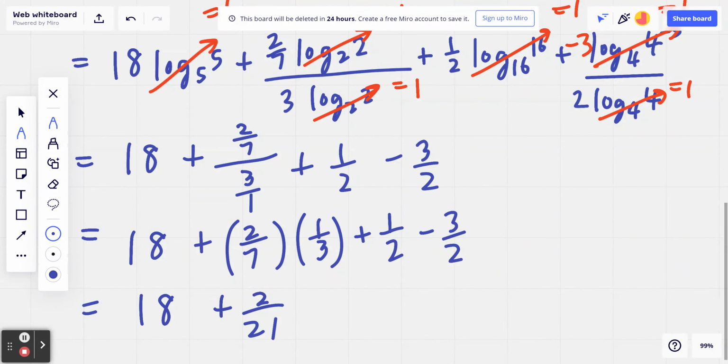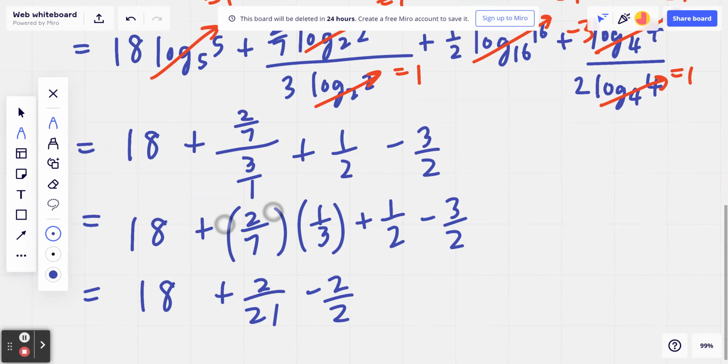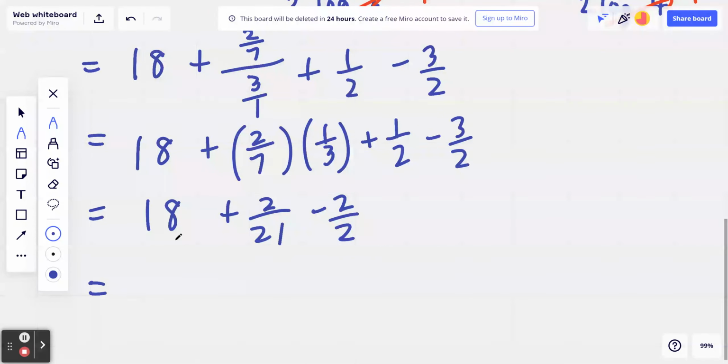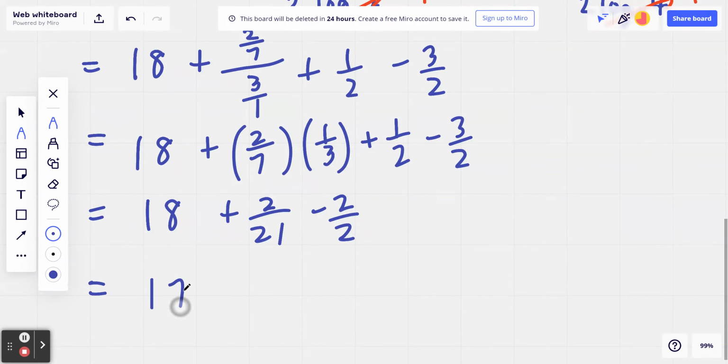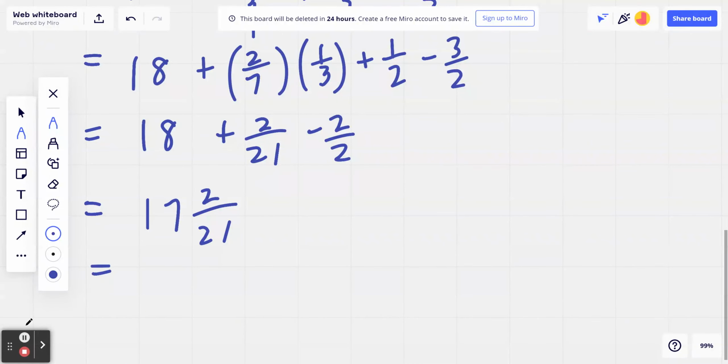If you think about the last part, half minus 3 over 2 is exactly negative 2 over 2. Again, we combined them because of the common denominator, and that's basically going to be negative 1. So 18 minus 1, by the way, that's going to be 17. And 17 plus 2 over 21 is 17 and 2 over 21. Another way of expressing your final answer is to rewrite it as an improper fraction. 17 times 21 plus 2 is going to be 359 divided by 21.